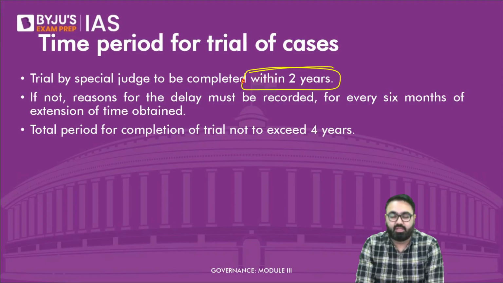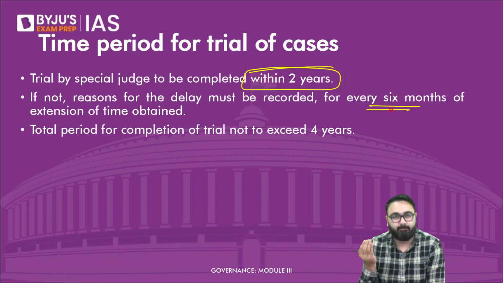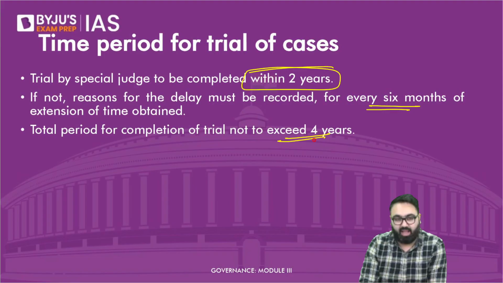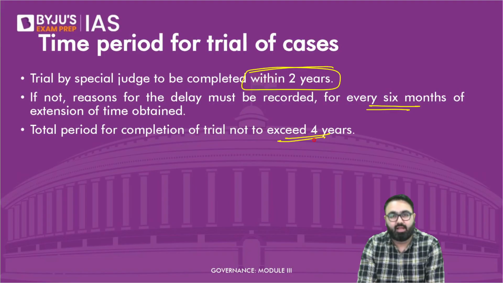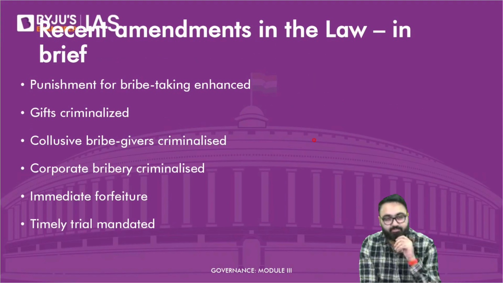If for some reason the trial is delayed, they can delay 6 months at a time. So every 6 months they can delay, but they cannot exceed 4 years. A maximum of 4 years is the time period that they get in order to finish this entire case. So any case under the Prevention of Corruption Act started by a special judge should, in usual circumstances, be decided within 2 years. If it's not, it can be extended 6 months at a time. Maximum, it will go up to 4 years only.